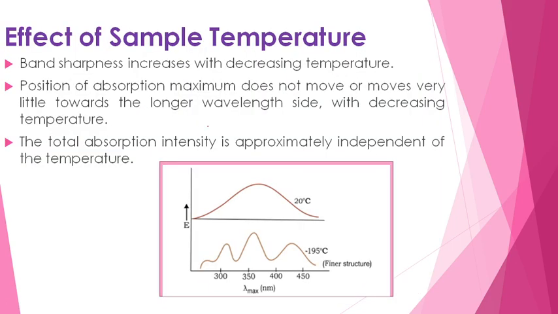Now, the effect of sample temperature. Generally UV visible spectroscopy is carried out at lower temperatures. At lower temperatures we get a fine spectrum. Band sharpness increases with decreasing temperature. So there will be more fine structure when we decrease the temperature, because of the energy transitions from E1 to E2.